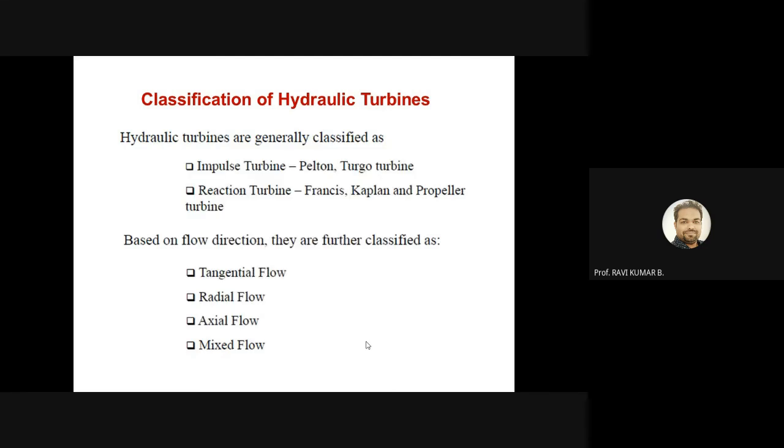Hydro turbines are generally classified as two types: impulse turbine and reaction turbine. This is the primary classification of turbines.